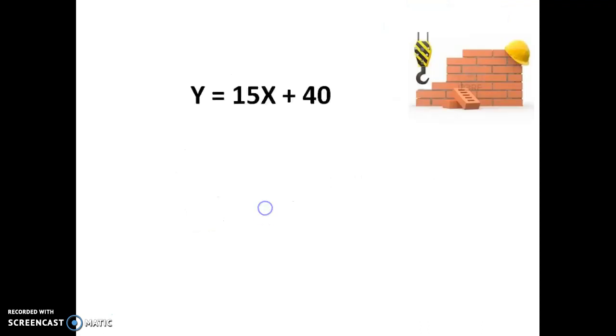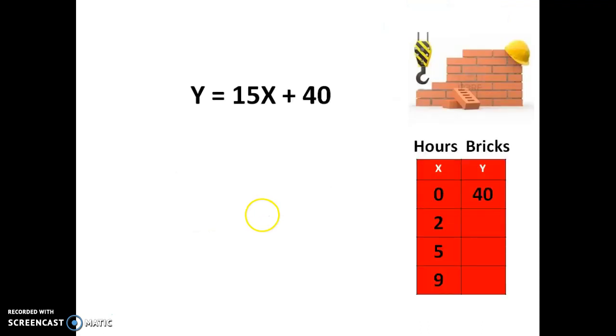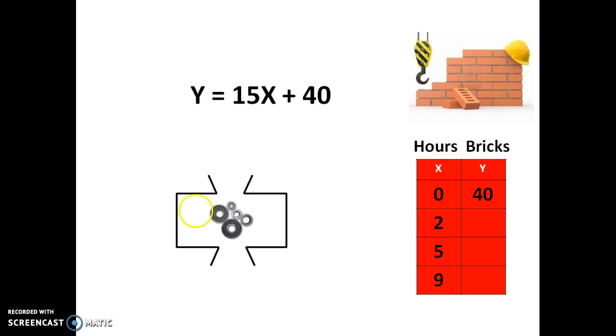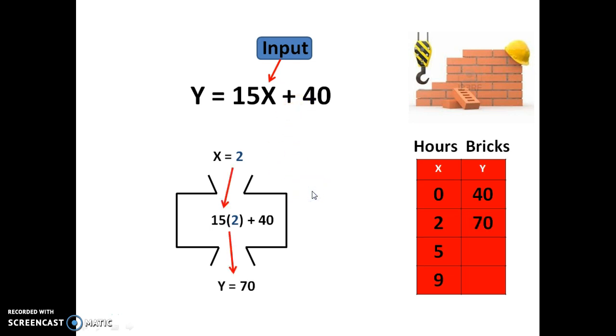Okay, so let's go back to our bricks example. We have our table that we had, and we have our rule. Every time we choose an x value, so let's choose 2, we put that in for our input, and we have an output of 70. That's our output, or our y value.